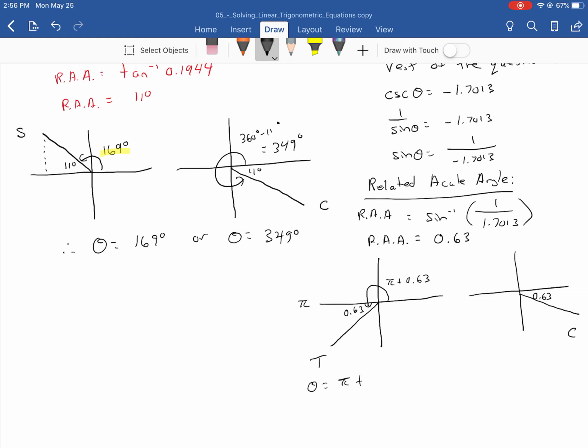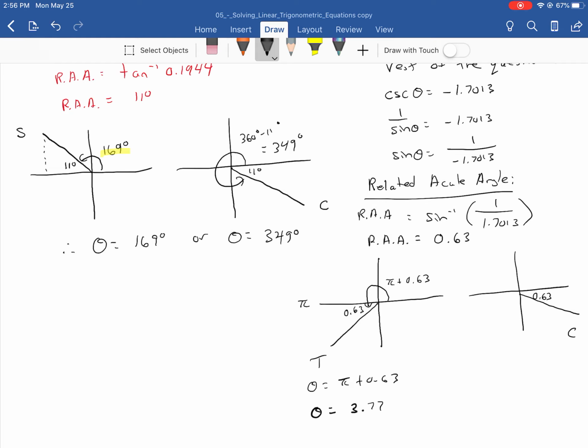So to get this answer here, I want pi plus this 0.63. So that's a very strange answer when you put it in. You go pi plus 0.63, but your calculator will give you the decimal answer, and you should get something like 3.77. Okay, very weird. If that blew your brain a little bit, I totally get it, because radians are sort of new in all this, and it's not easy to think in radians.